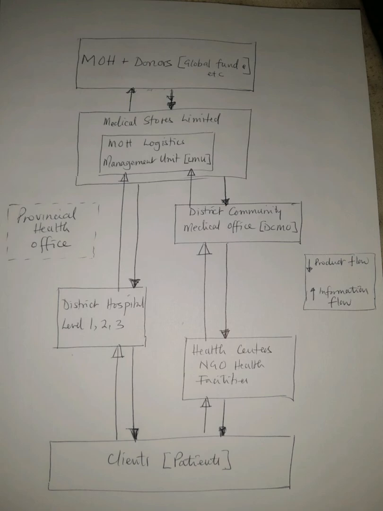Also, we have resources coming from Medical Stores Limited on the left of this diagram, where the resources go straight to the district hospitals, which can be level 1, level 2, and level 3. And from the district hospitals, level 1, level 2 and level 3, the clients, who are the patients at the bottom, are assisted with these resources.